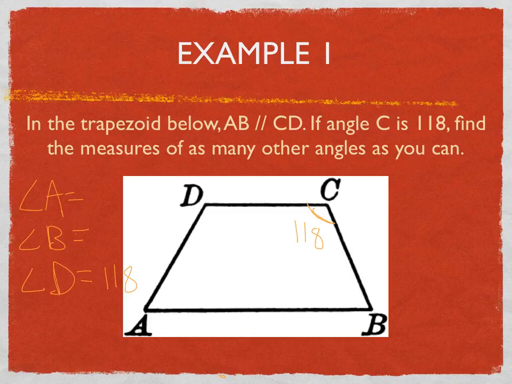We can find angle B. We all agree we can find angle B, right? Yeah. Okay, what's angle B going to be? 62. 180 minus 118, which is 62.